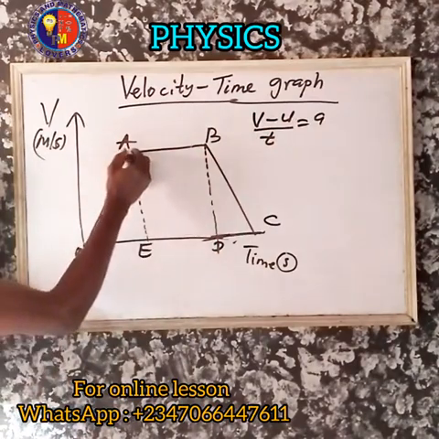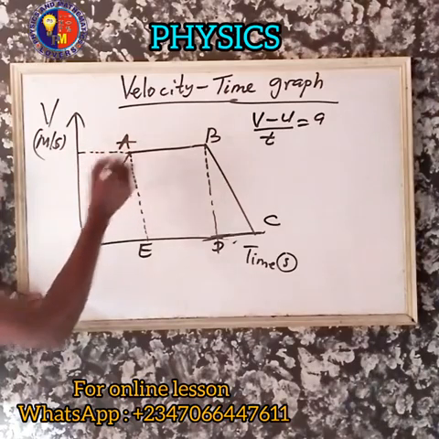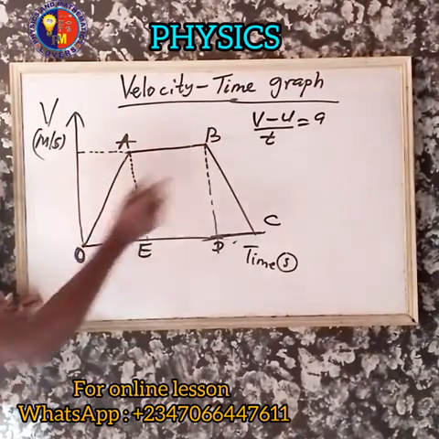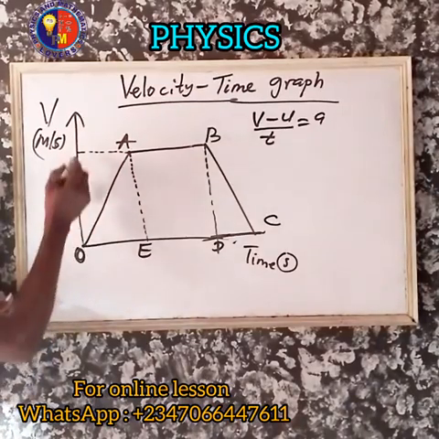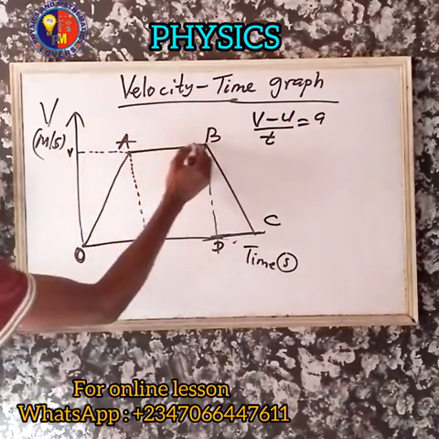Now, at this point here, this is your final velocity, because the object starts from 0 here. At this point, the initial velocity U is 0. This is for an object that starts from rest. Now, at this point here, this is your V. Then the object continues to move uniformly.